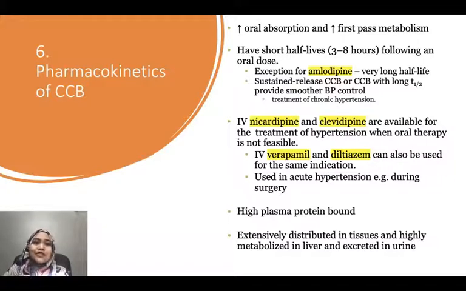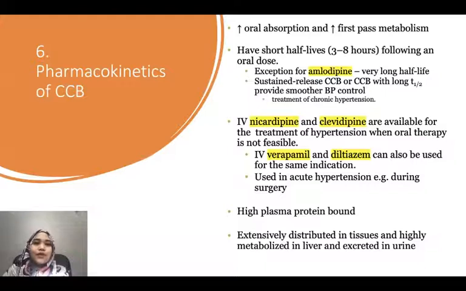So sustained release calcium channel blockers or calcium channel blockers with long half-life will provide smoother BP control. So in this case, to control hypertension in certain patients, we tend to use amlodipine or long sustained release calcium channel blockers. For example, nifedipine XR.